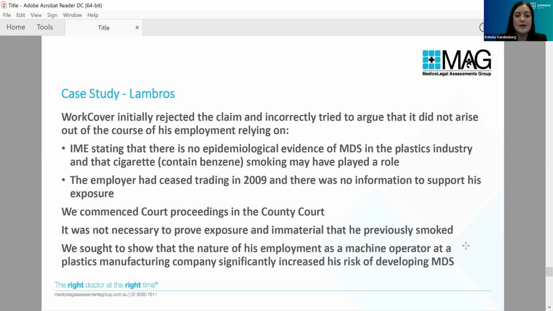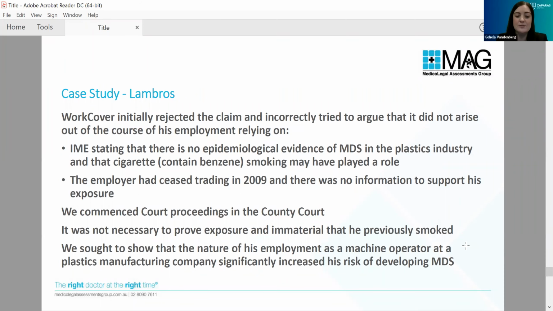The IME stated that there is no epidemiological evidence of MDS in the plastics industry, and that cigarette smoking containing benzene may have played a role. Yes, it may have, but that isn't the legal test. And also they noted the employer ceased trading in 2009, and there was no information to support his exposure. We commenced court proceedings, but fortunately it was resolved a few days prior to court.